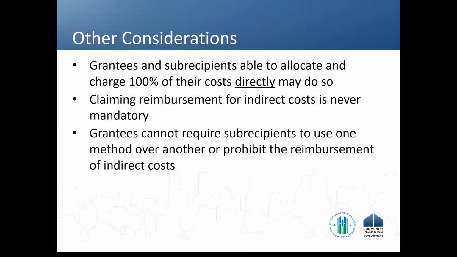Before we conclude our discussion on indirect costs, just remember the following. Grantees and subrecipients that are able to allocate and charge 100% of their costs directly may do so, and claiming reimbursement for indirect costs is never mandatory. Further, grantees cannot require subrecipients to use one method over another or prohibit the reimbursement of indirect costs.